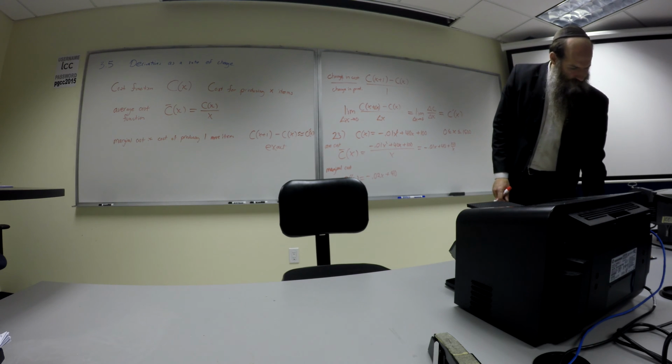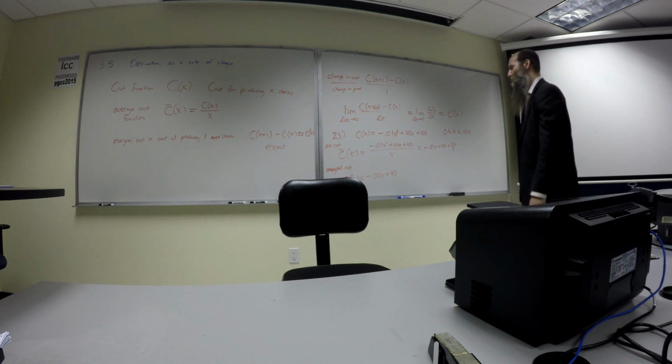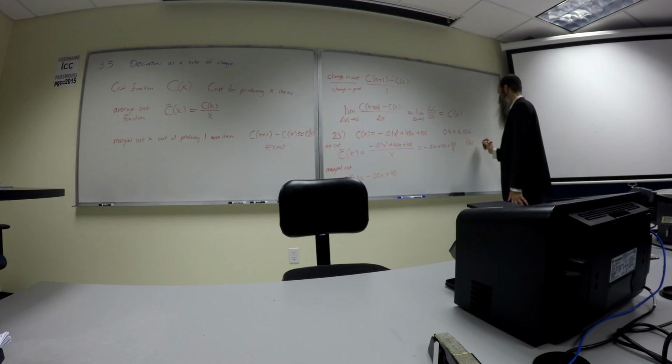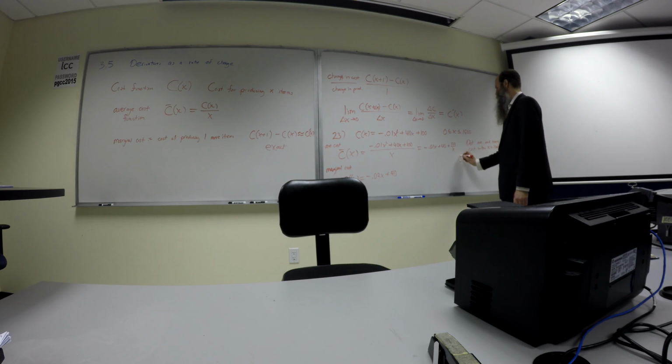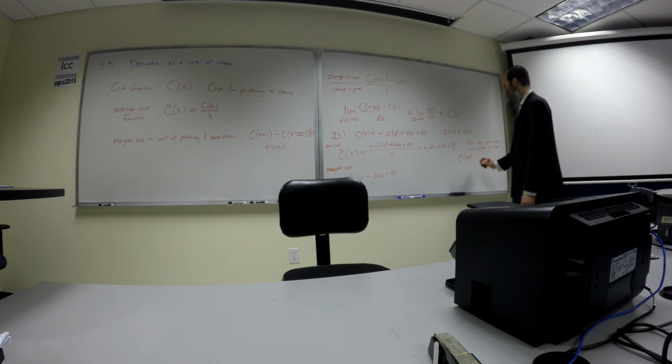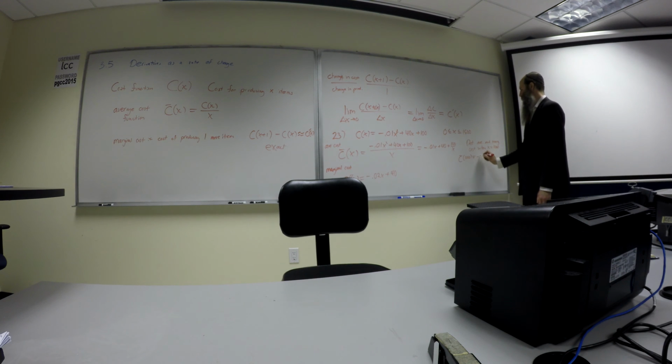That was part A. B, determine the average and marginal cost when x equals 1,000. When x equals 1 grand, you're producing 1,000 items. Just plug numbers in. So C bar at 1,000 is going to be what? What's 0.01 times 1,000? 10? So negative 10 plus 40 plus a 10.